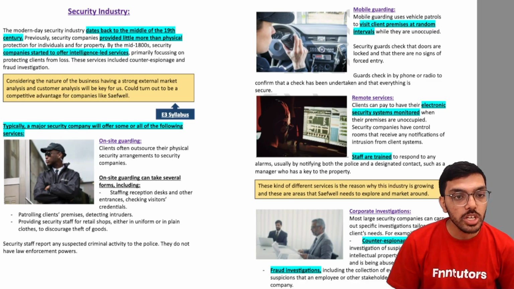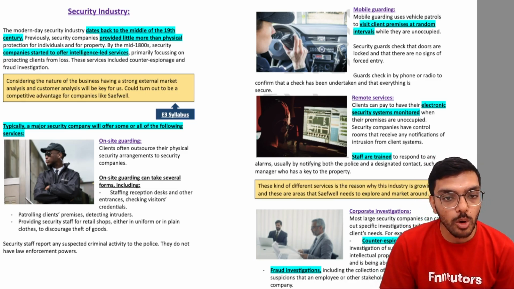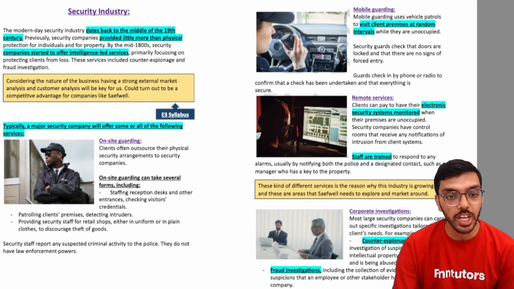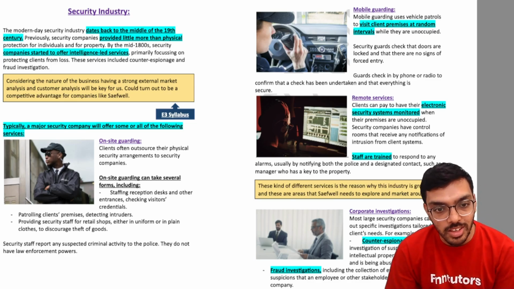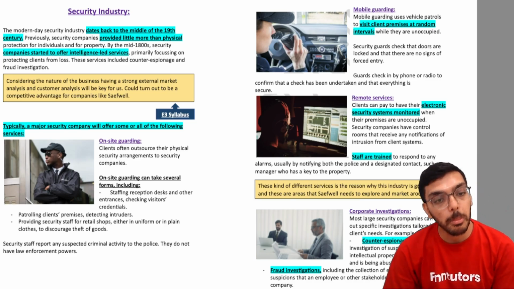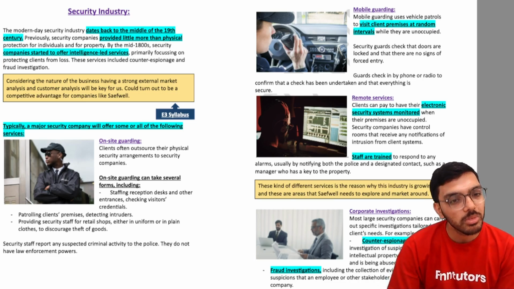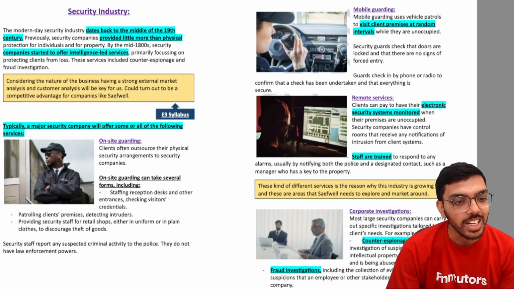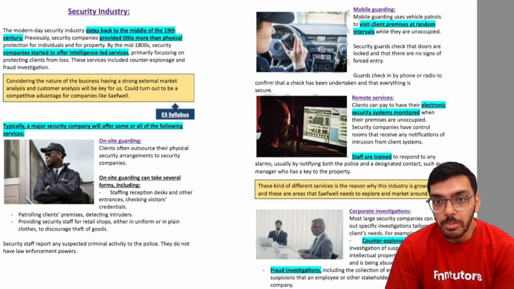Typically, a major security company will offer some or all of the following services. First, very standard on-site guarding. Clients often outsource their physical security arrangements to security companies. On-site guarding can be, staff reception desks, entrances, checking visitor credentials, patrolling premises, providing security staff for retail shops. Very standard on-site guarding. This is the first service offered by major security companies.